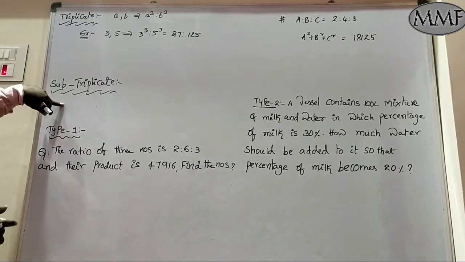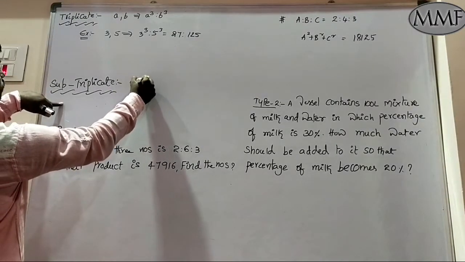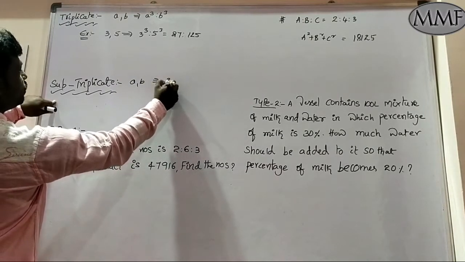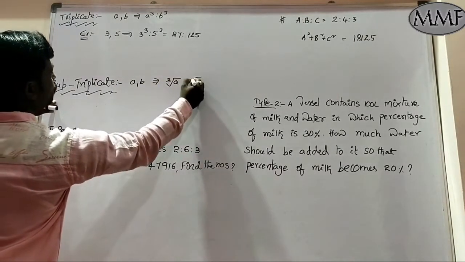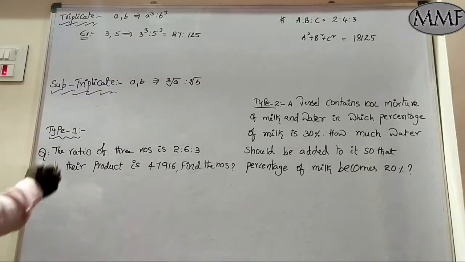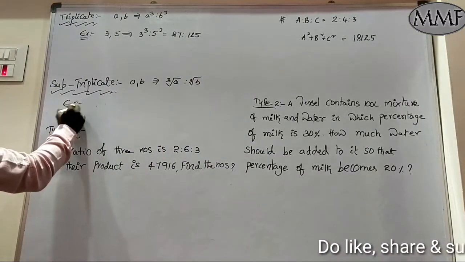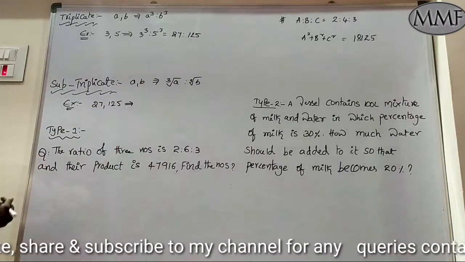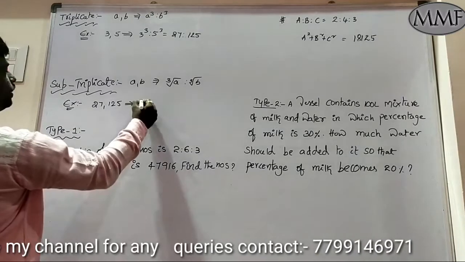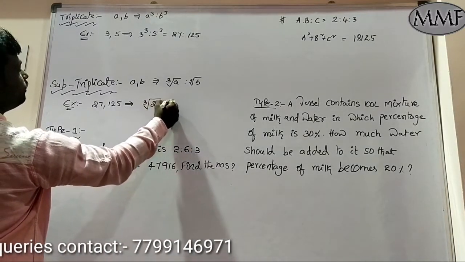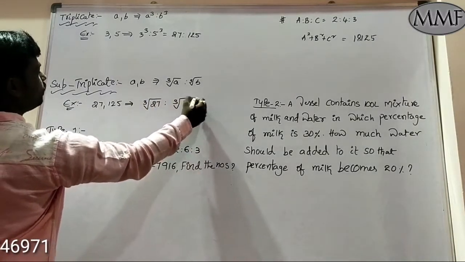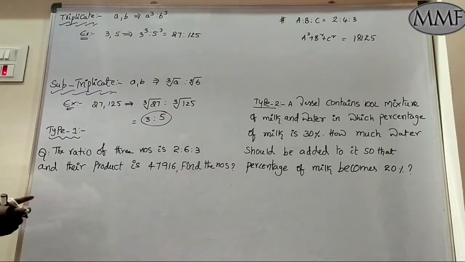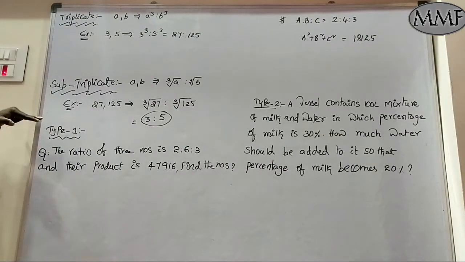Then subtriplicate. If any two numbers' ratio is A is to B, then the subtriplicate ratio is cube root A is to cube root B. Example, the same thing in reverse. 27 and 125 are two numbers. Their subtriplicate ratio is cube root 27 is to cube root 125, which becomes 3 is to 5. So like this, triplicate and subtriplicate.